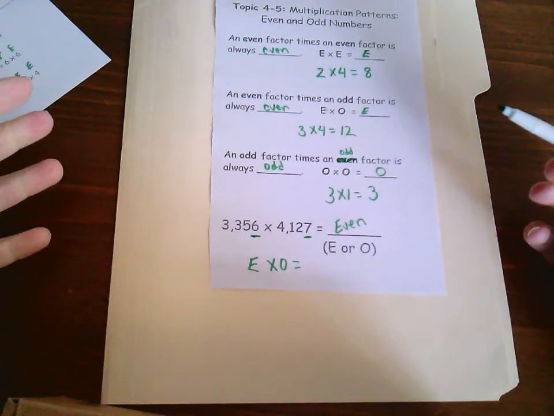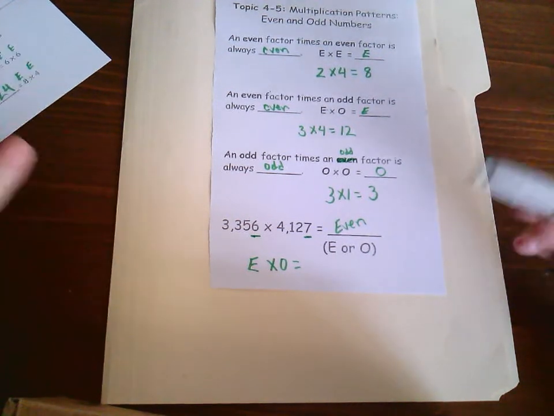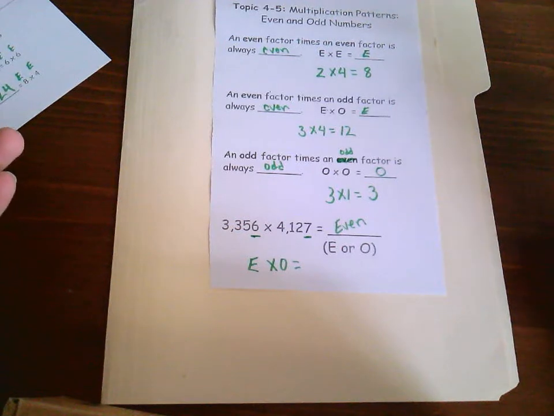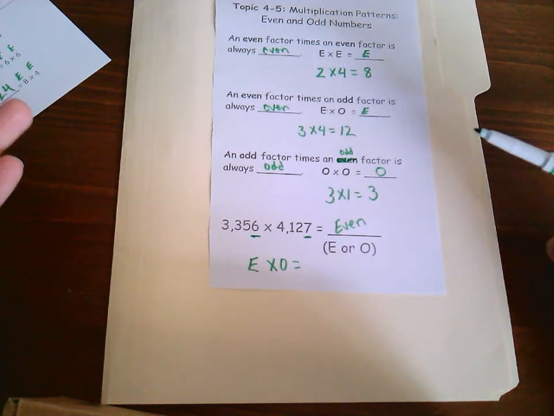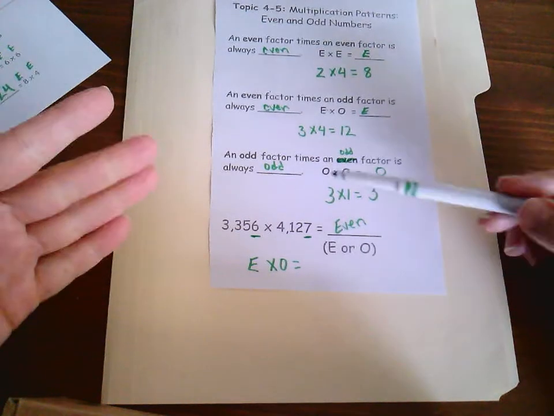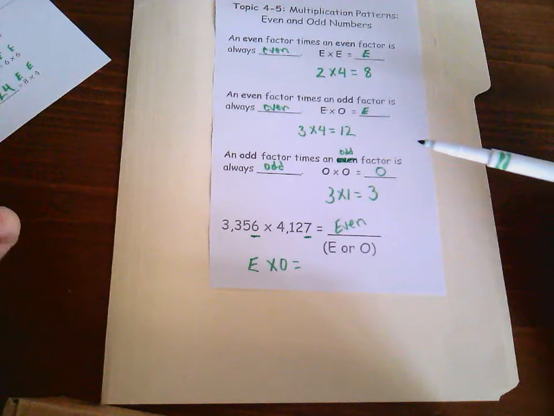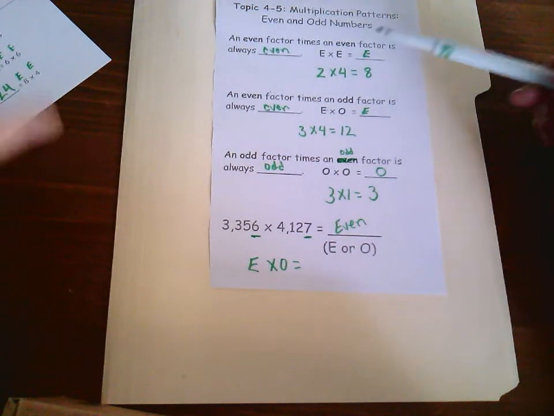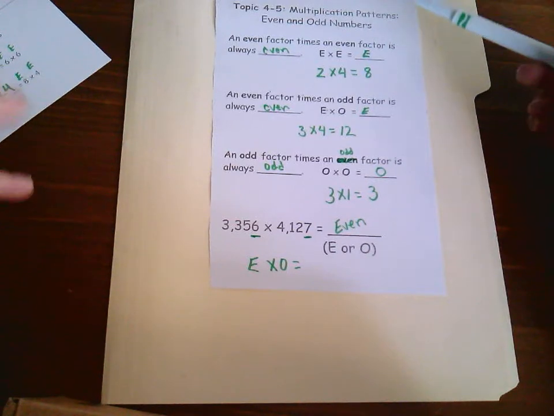So as you're going through this topic, you're going to be focusing on the pattern of even and odd numbers, and we can also do this by using the multiplication chart, where if you highlight all of your even multiples or all of your even products in the middle of the multiplication chart, when you figure out what the factors are, you're going to notice that it's always going to be two even numbers or an even and an odd number.